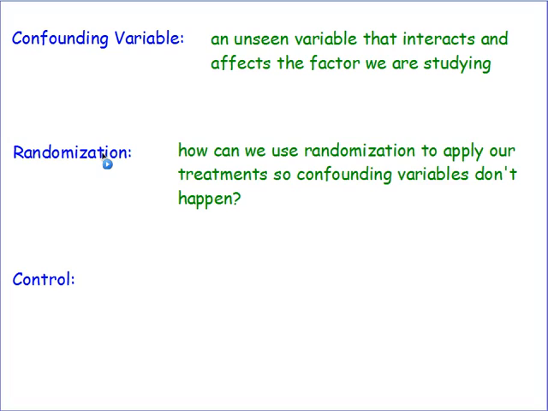Randomization. With randomization, our question is, how can we use randomization to apply our treatments so that confounding variables don't happen? One of the things that we talked about with the colors, the first time we ran our experiment, we did all red, then all green. And we talked about the green went further because we got better at the process of launching them. So to randomize it, to take out that getting-better confounding variable, we decided to alternate colors, red, green, red, green, red, green. That way, it made it more consistent.